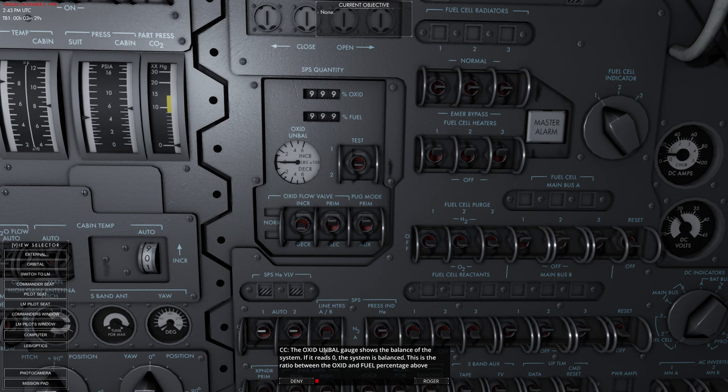The oxidizer unbalance gauge shows the balance of the system. If it reads zero, the system is balanced. This is right above this. Okay, that's going to be this one right here. Interesting. If it is unbalanced, the gauge will indicate a value either INC or DEC.